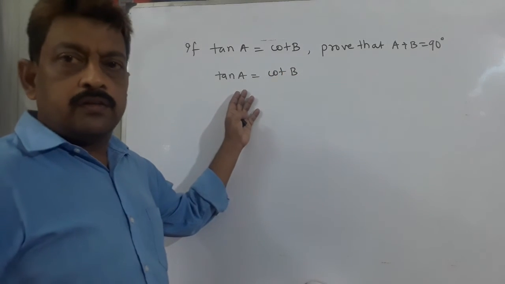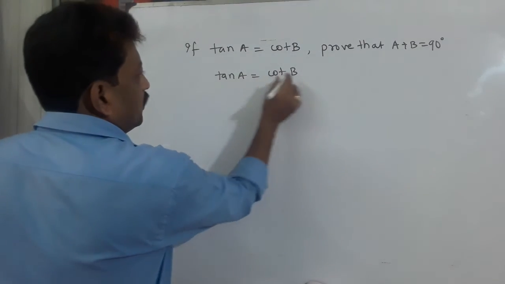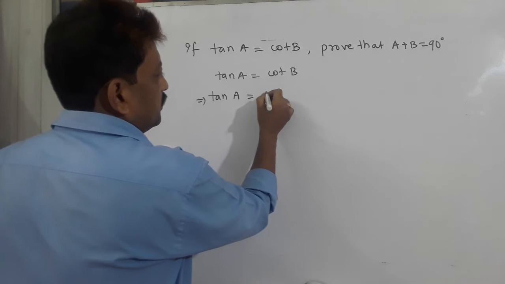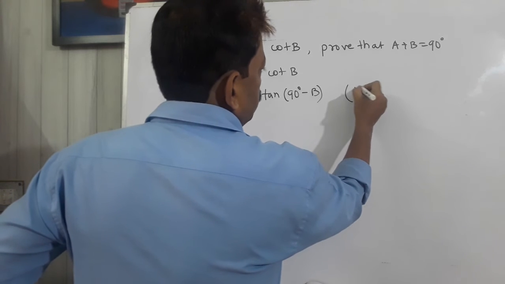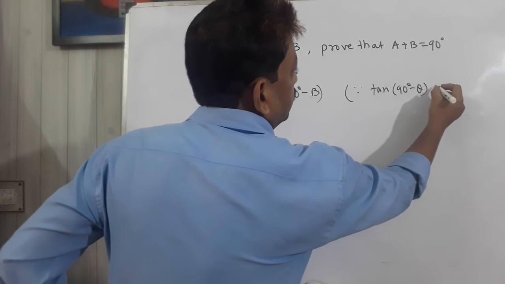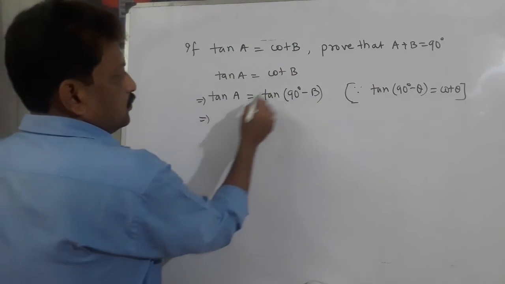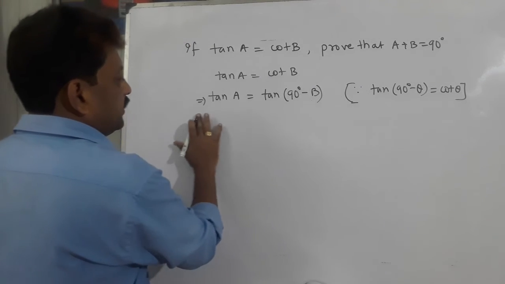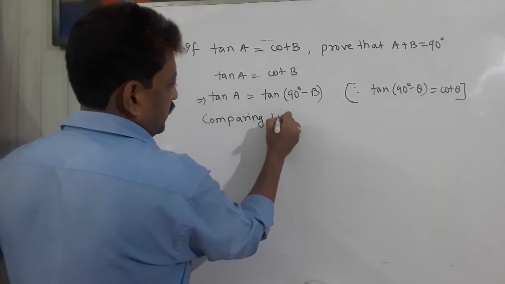Make the right hand side the same, that is, the same trigonometric ratio on both sides. So I am changing cot B. For tan A equals, in place of cot B, I can write tan of 90 degrees minus B, since tan of 90 degrees minus theta equals cot theta. So this cot B is written as tan of 90 degrees minus B using that formula. Now comparing the LHS and RHS.